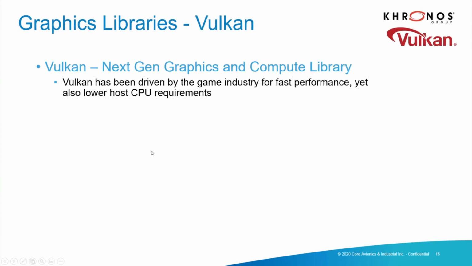So Vulkan is the next generation library. It started around 2015, and the second release was 2018, so it's fairly new. It's mostly been driven by the gaming industry for fast performance, yet also lower host CPU requirements because most of the processing is done on the GPU. So the commands interact with the GPU, as opposed to the host, whereby OpenGL is building frame buffers on the host mostly. This is doing everything on the GPU, which means the host CPU is freed up, but the GPU is doing more activity. But the GPU has many, many more cores than a host.